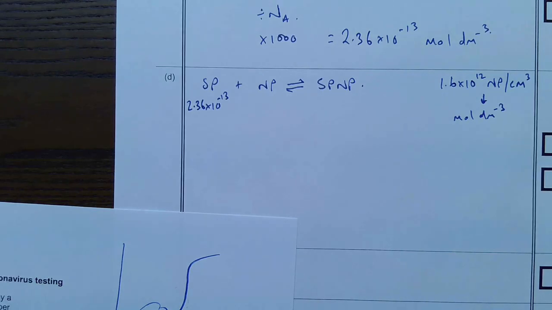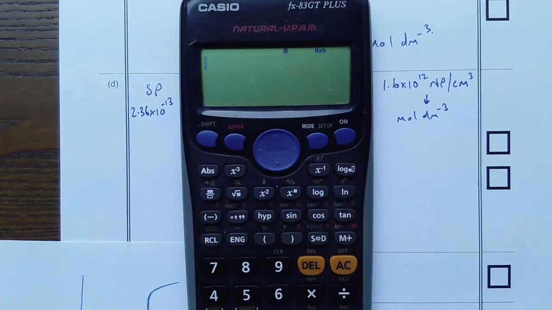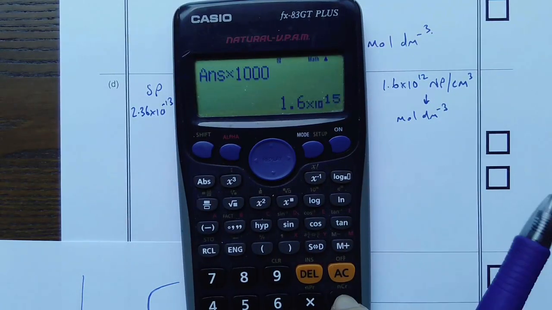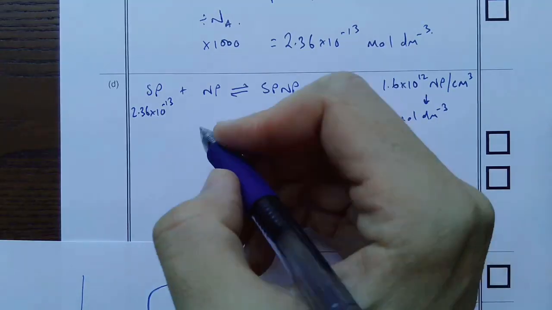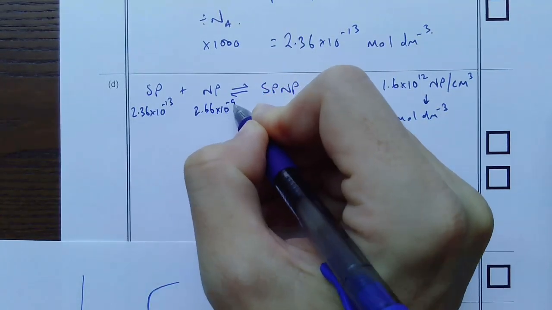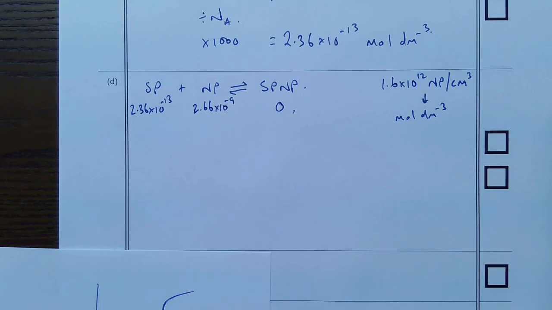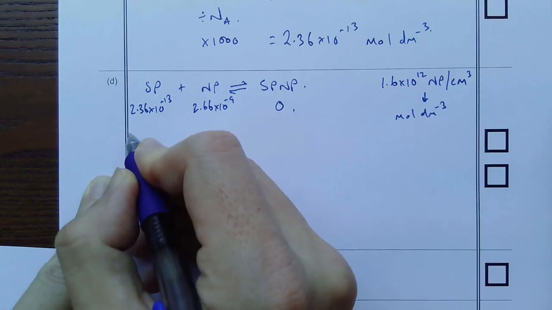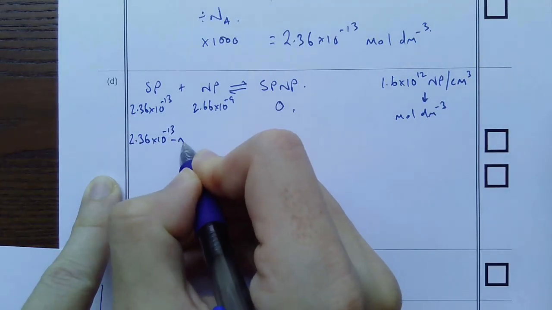Okay, so I do that the same way I did this one up here. So I'm going to do 1.6 times 10 to the power of 12 times by 1,000 divided by Avogadro's number to give me 2.66 times 10 to the power of minus 9. Okay, and then this initially is 0, and what's going to happen is you're going to consume this and make this as the equilibrium proceeds. So we're going to get 2.36 times 10 to the minus 13 minus x.